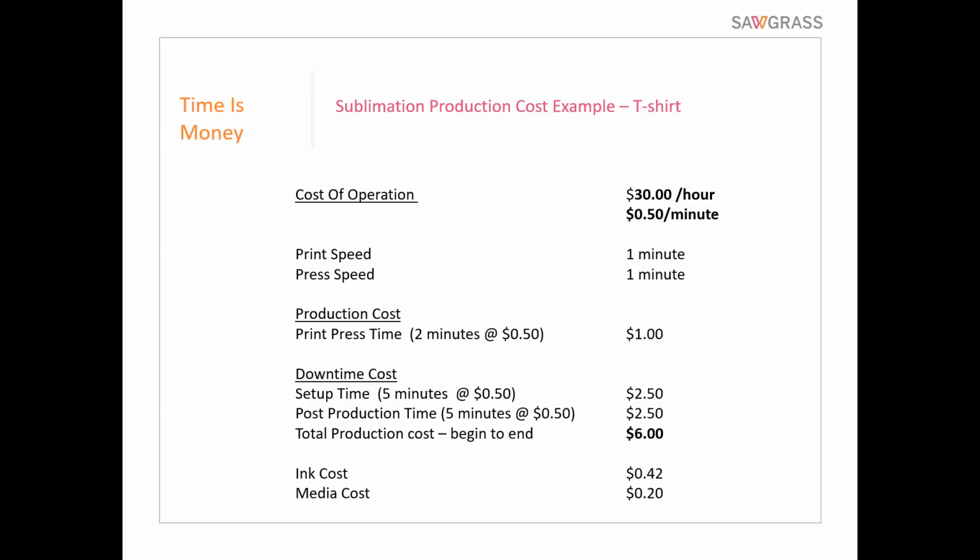Okay, so let's say that it took a minute to print that image, 8 by 10. You should be able to do that in a minute. And let's say it took a minute on the heat press on the shirt. Typically when I do apparel, I'm doing it about 35 to 40 seconds, so 1 minute's fine. So in printing and pressing, it took me 2 minutes. If it took me 2 minutes at 50 cents a minute, then it cost me $1. You see where I'm assigning time and monetary values together.